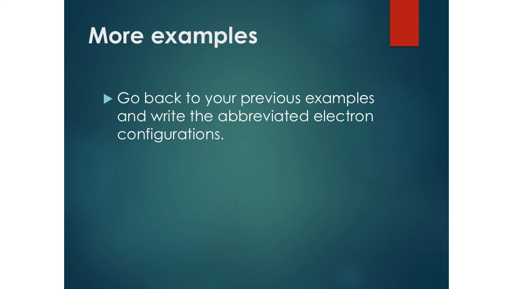If you feel like you want a little bit more practice, you can go back to some of those previous examples that we had done and write the abbreviated electron configurations. We are going to have some practice problems in our packet on this, and then we have another thing to look at with our electron configurations where we do orbital notations as to how the electrons are arranged within the orbital.